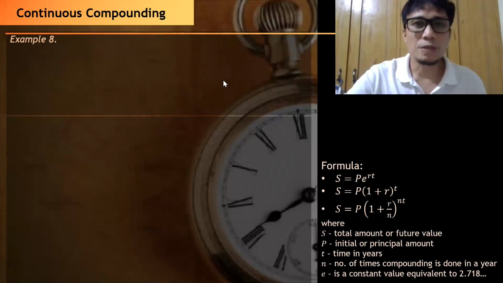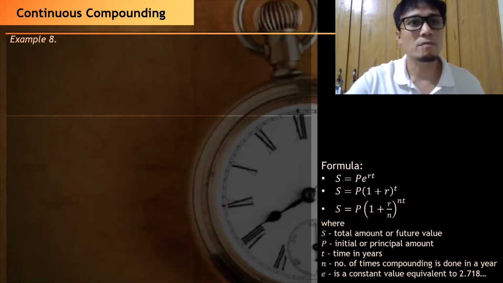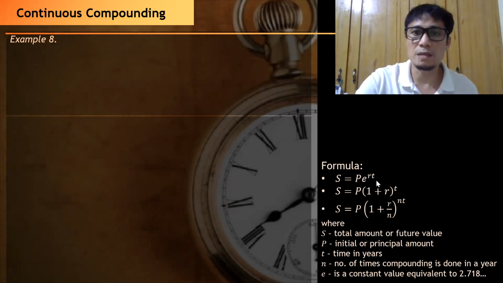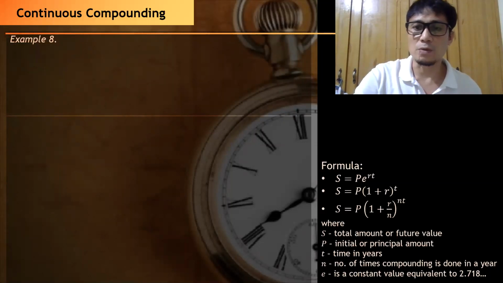For our last video in the topic basic math of investment, we're now going to consider the case where compounding is done continuously. Our formula for that is S equals P e to the RT, where e is Euler's number, the value of which is approximately 2.718.